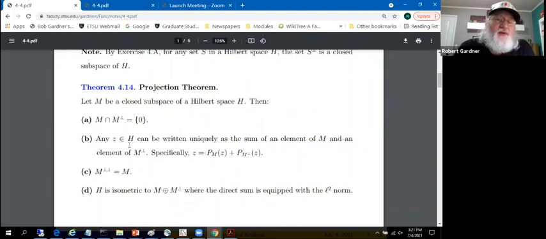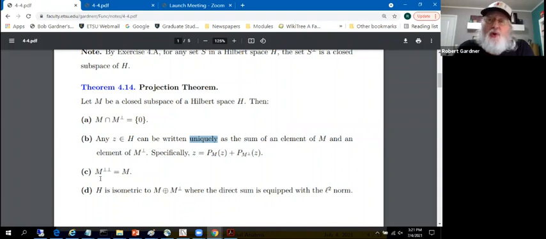Secondly, if we choose any vector in H, call it Z, this can be written uniquely as a sum of an element of M and an element of M perp. That is, we can take Z and write it as the projection of Z onto M plus the projection of Z onto M perp. Very reminiscent of the Gram-Schmidt process. Also, there's a uniqueness going on here. So this is very much related to the Gram-Schmidt process.